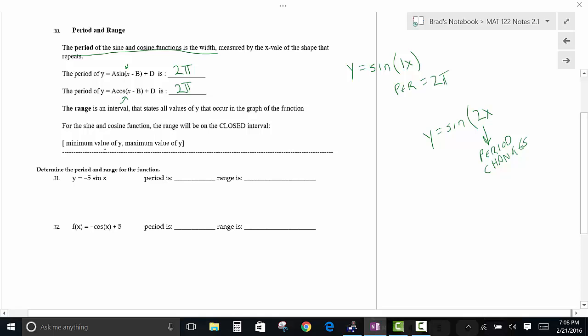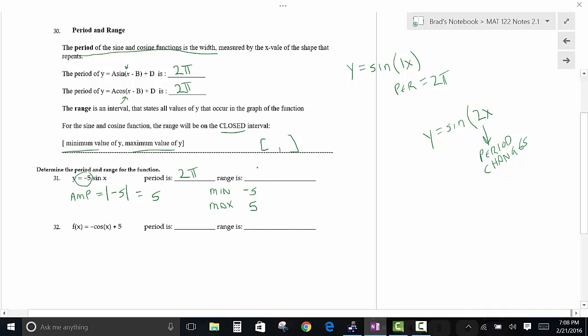Okay, the range is always going to go like this on a sine and cosine. It's going to be minimum, maximum, and it's going to be a closed interval, so you're going to have brackets like this. So first of all, without graphing on number 31, the first thing you want to look at is the amplitude, which is the absolute value of -5. So that's 5. That number is changing the maximums and the minimums. So you're now going to have a minimum of -5 and a maximum of +5 as a result. There is no vertical translation.